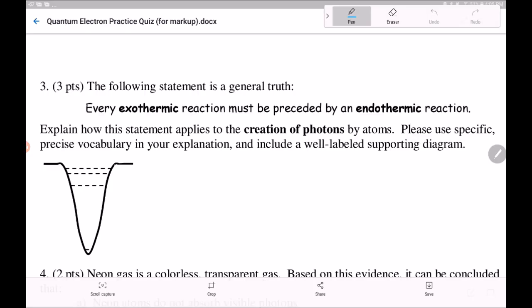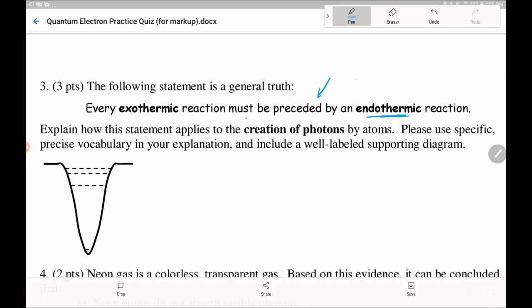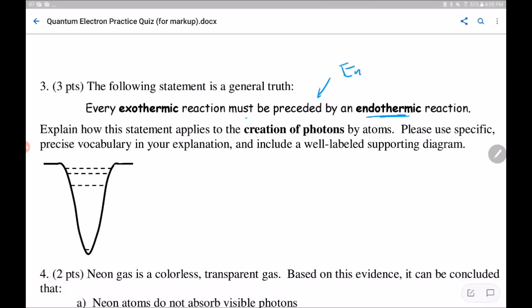Here's practice quiz question number 3. General truth, meaning this is almost always true. An exothermic reaction must be preceded by an endothermic. Preceded means endothermic comes before. Endo first. That's what preceded means.